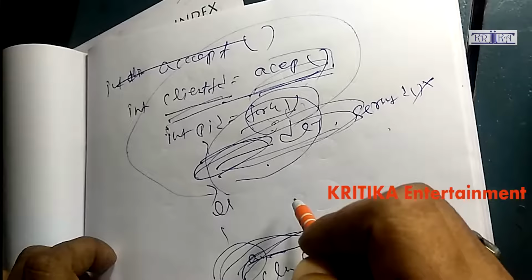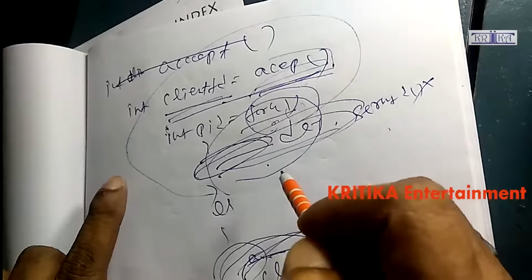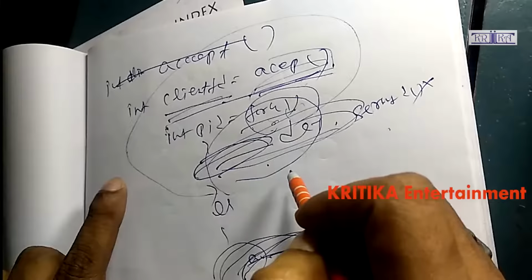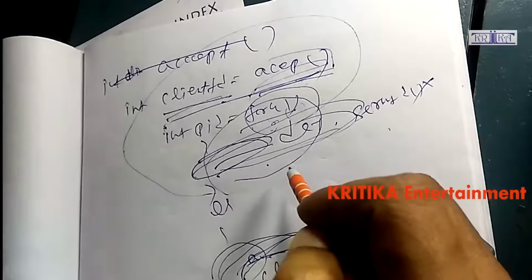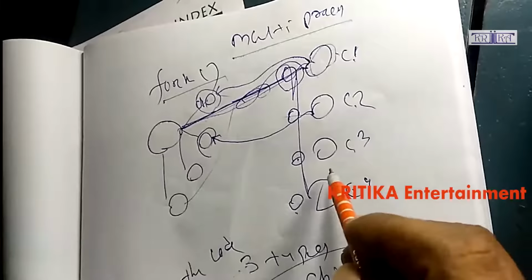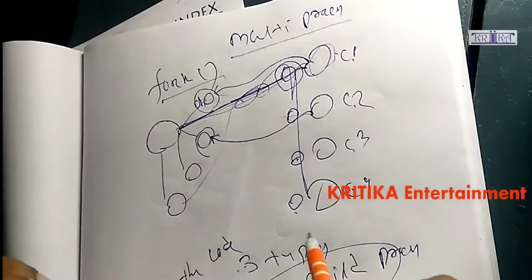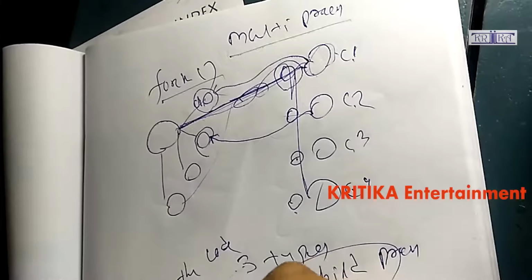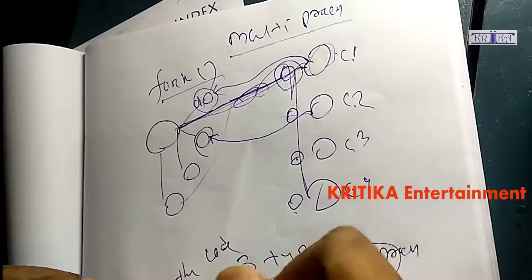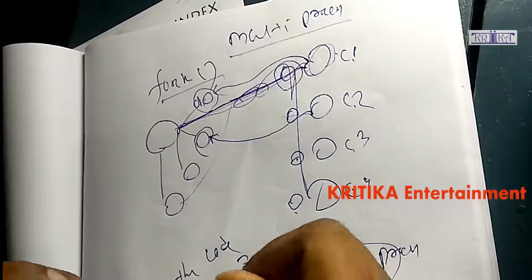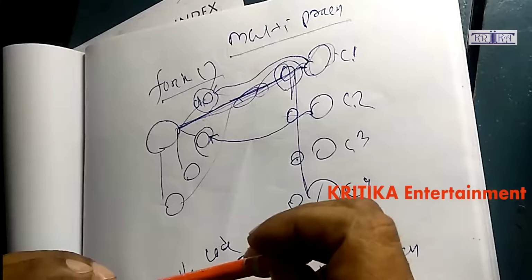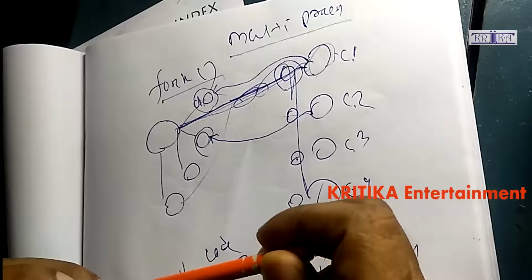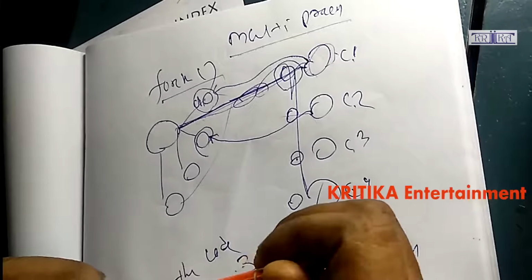Now I will write the code for multiple processes. I call it multi-process. Now I will show how to create a fork function to handle multiple client requests in socket programming. So let's come to the program.